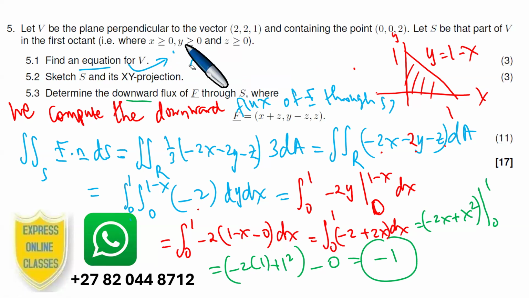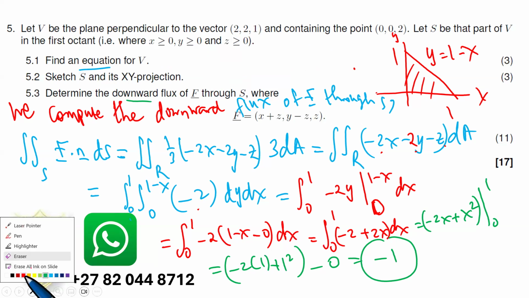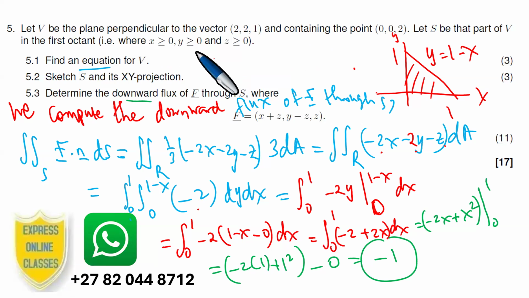Right, it is clear that the downward flux, which is the integral over the surface S of F dot N dS, this integral is -1, so that the downward flux of F through S is -1. This is it exactly. And so we've solved question 5.3.